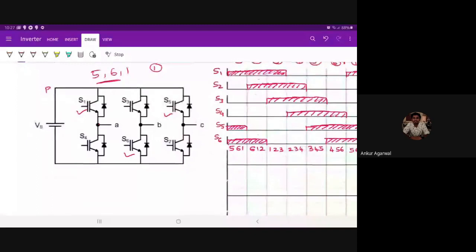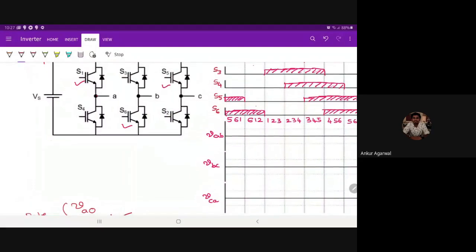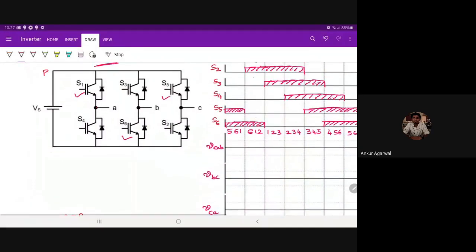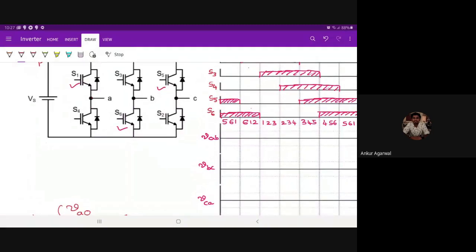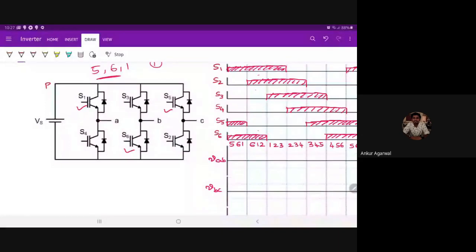So now we'll identify the line voltages. This is VAB, VBC, and this is VCA. We'll try to draw the line voltages VAB, VBC, and VCA. Okay. So VAB, right? So voltage across A and B. Can anyone tell what is the voltage across A and B?